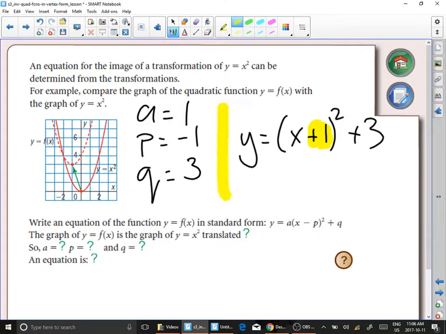So this is what the dotted function would be. It would be a value of 1, (x plus 1) squared plus 3. The way to get the dotted graph is just to move the curve over 1 spot to the left and 3 units up. Okay? So that's how we do this. We have to look to see if there is going to be an a value other than 1. And that's why I showed you that.